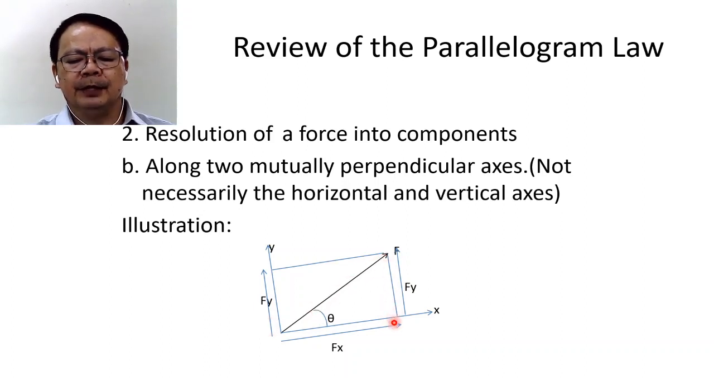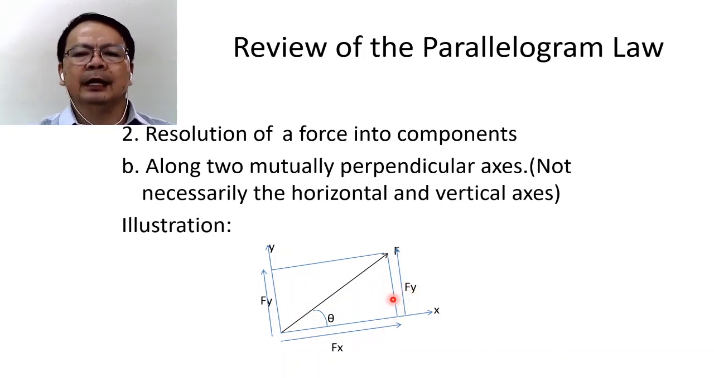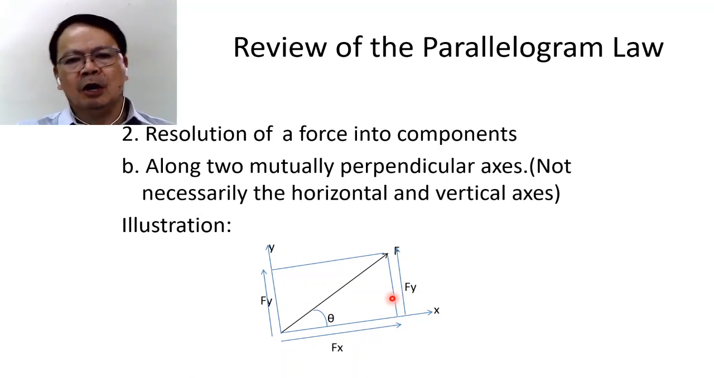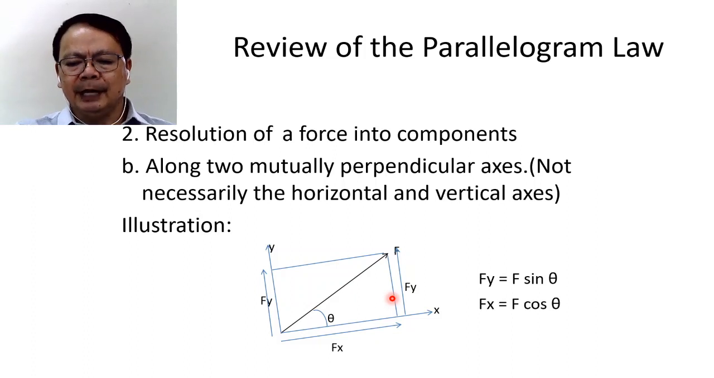This triangle becomes now a right triangle. And because that is a right triangle, then the two sides of the triangle representing the components of F can be computed using simple functions of a right triangle such that F sub y shall be equal to F sine of theta, and F sub x shall be equal to F cosine of theta.